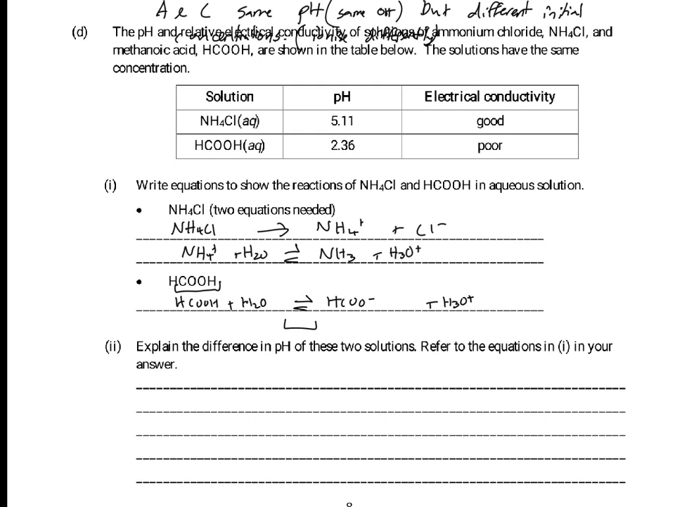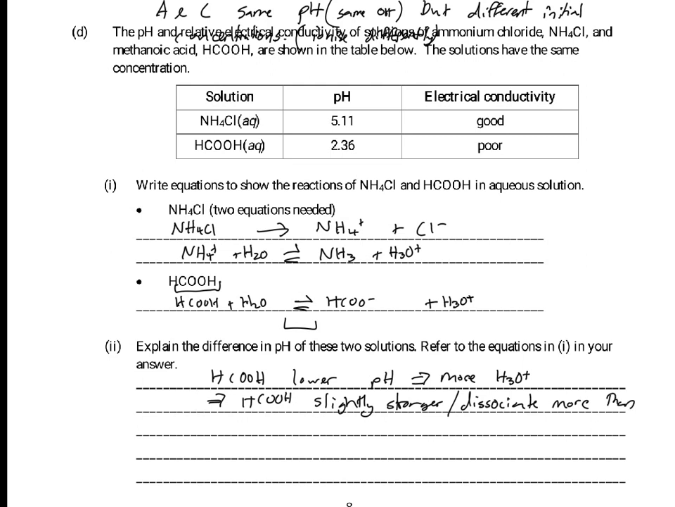Okay, explain the difference in pH of these two solutions, refer to your equations. So, what you can see is that methanoic acid has a lower pH, and because it's got a lower pH, that means it has more of the hydronium ion. And the reason why it has a lower pH is because it must be a stronger acid. So therefore, it must be slightly stronger, or dissociate more, than NH4+. Okay, so because it dissociates more, it produces more hydronium ions, which gives it a lower pH.